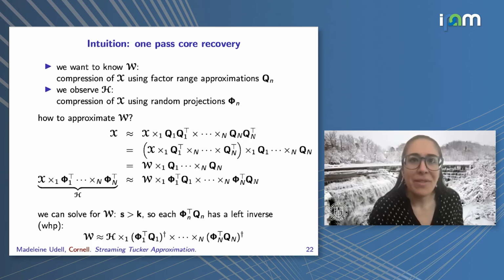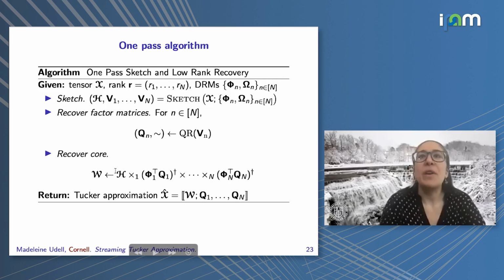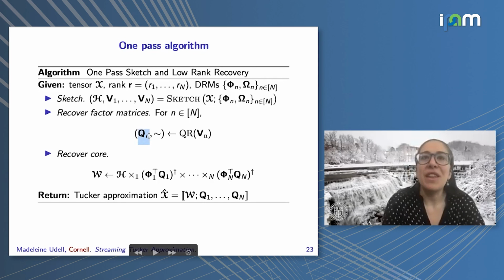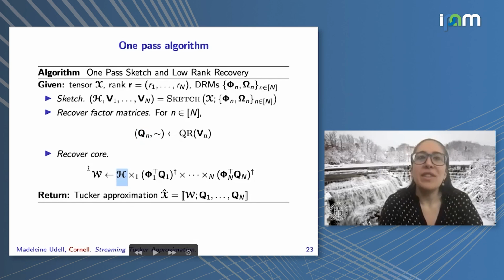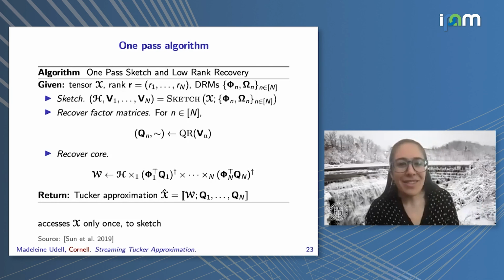So I'm going to invert them, and in doing so, I'm able to solve for W, the thing I want to know, the compression of the true tensor X onto the factor matrices Q, in terms of what I do know, which is the sketch H. Great, that gives me the one-pass algorithm. I compute the sketch, use that to compute the factor matrices, and then use the core sketch along with this idea to recover the core. That gives me a Tucker approximation, and I've accessed X only once to sketch.